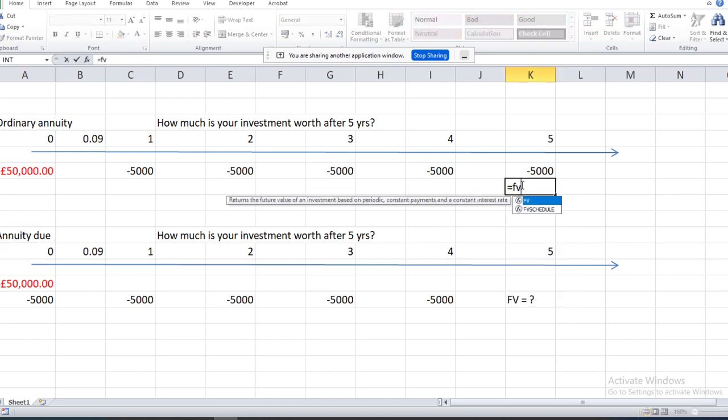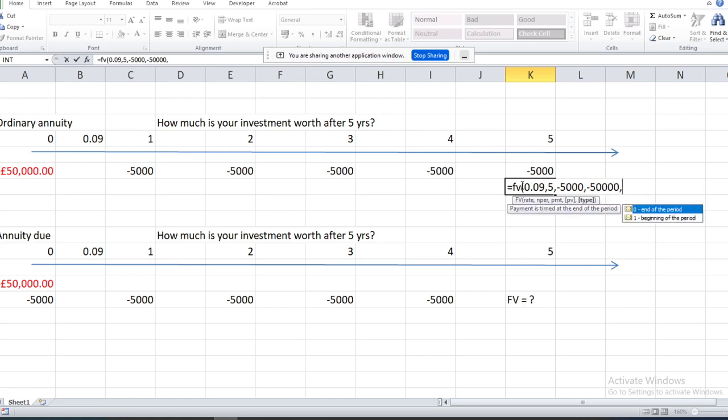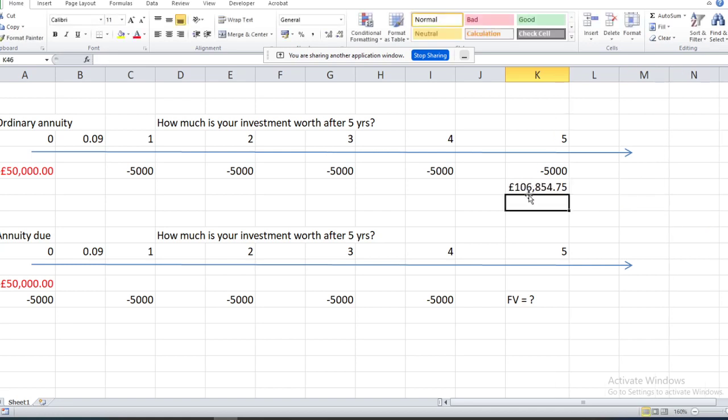So equals FV, open the brackets, you know how to do that. For rate it's 0.09, comma, and NPER is 5, PMT is negative 5,000. So I'm going to contribute more into the investment every year. Comma, PV is negative 50,000. Here I'm not going to ignore the rest of the hints. Comma, for type I'm going to hit 0 because it's ordinary annuity and close the brackets. So with this rate of 9% every year, including interest on interest, by the end of 5 years I'll have more than 106,000. So that's pretty good.